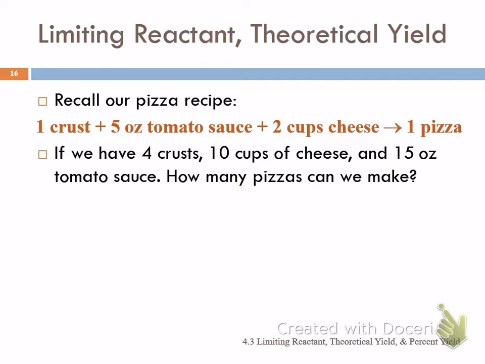I heard 3, 5, 6, and 1. 3. Okay, so we can figure this out, but you can think about it. Okay, so how'd you come up with 3? 15 ounces. 15 ounces, right? So I'm going to show you what we were doing in our heads. We were taking each ingredient, 4 crusts, 10 cups of cheese, 15 ounces of sauce.